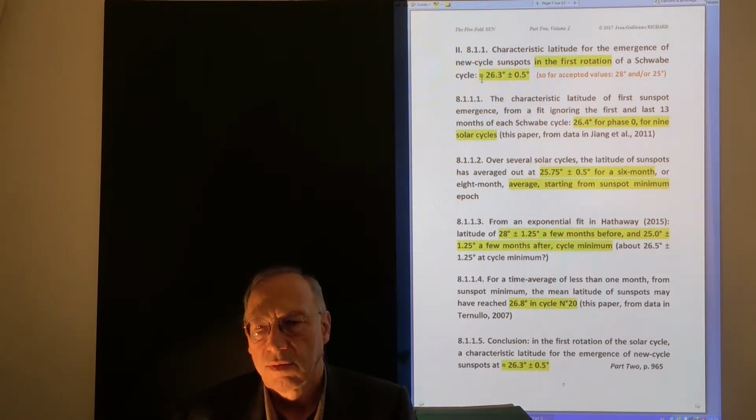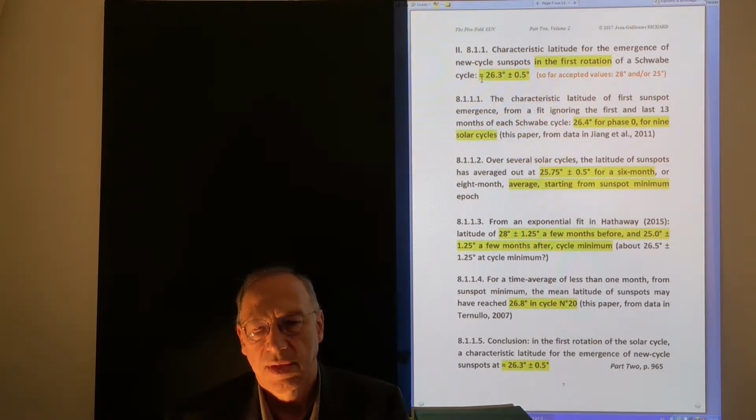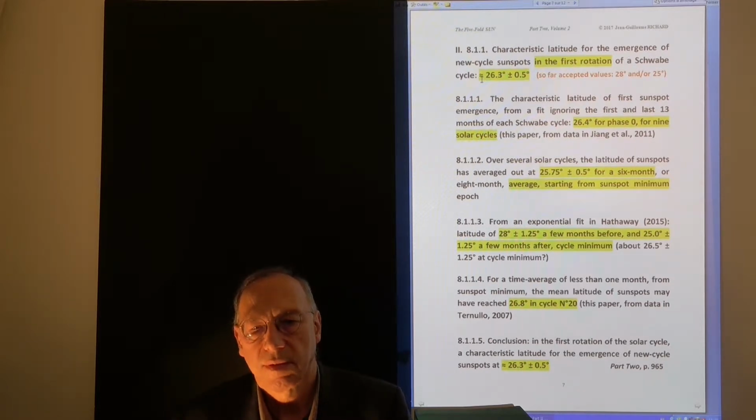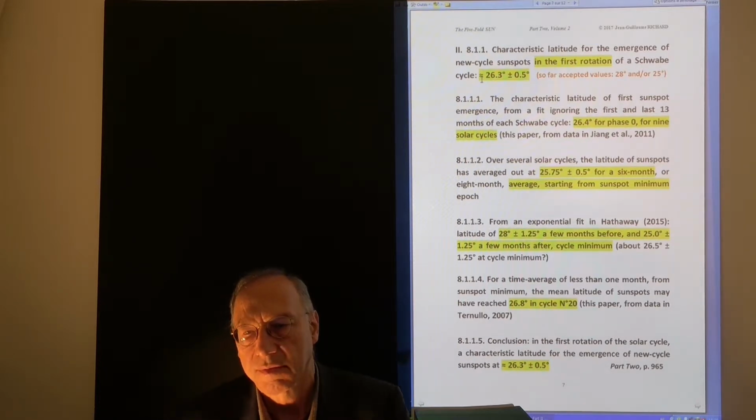Over several cycles, for a 6-month average or for an 8-month average, depending on how authors define the quantity, the latitude of the first sunspots starting from sunspot minimum epoch has averaged out at 25.7 degrees. In another section, we looked at an exponential fit in Hathaway 2015, where a latitude of 28 degrees is found a few months before cycle minimum and 25 degrees a few months after cycle minimum.